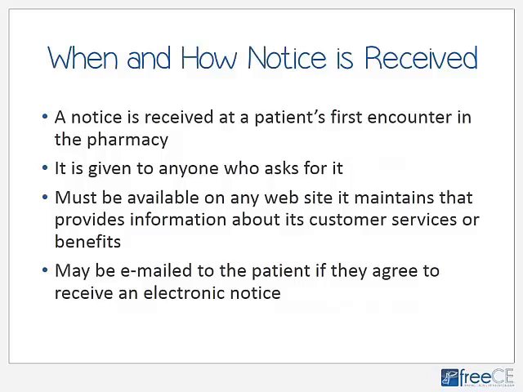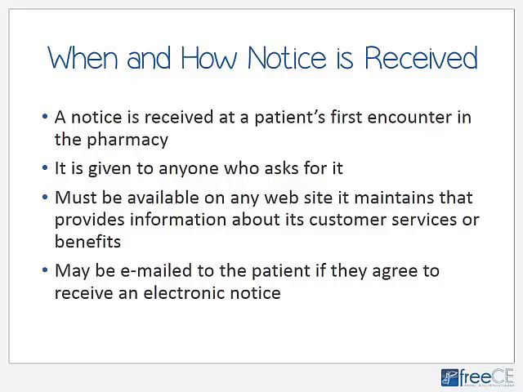So when and how is the notice received? Well, the notice is received at a patient's first encounter in the pharmacy. In emergency treatment situations, the provider must give the patient the notice as soon as possible after the emergency. And it's also given to anyone who asks for it. It must be available on any website it maintains that provides information about its customer services or benefits. A health plan must give its notice to each new enrollee at enrollment and send a reminder to every enrollee at least once every 3 years that the notice is available upon request.